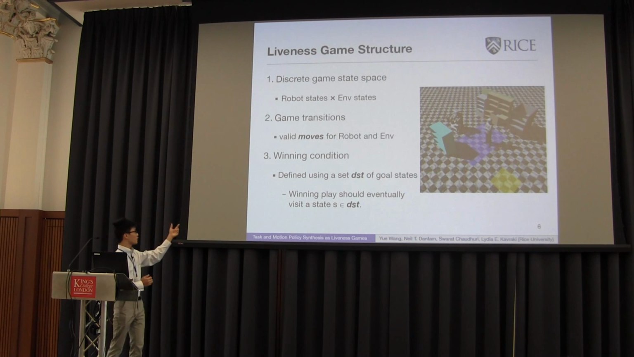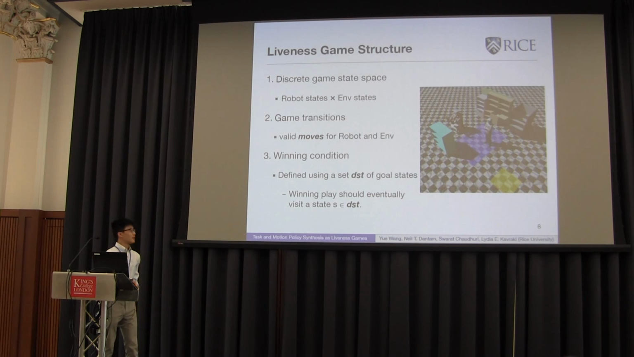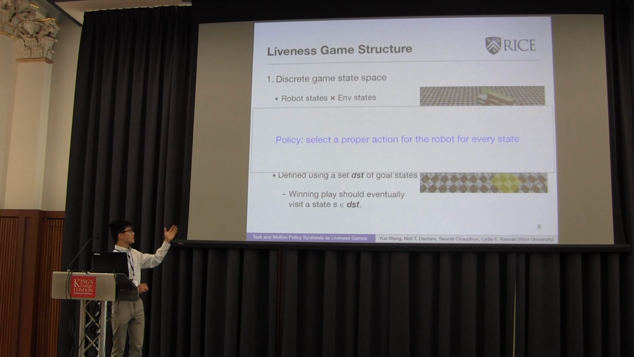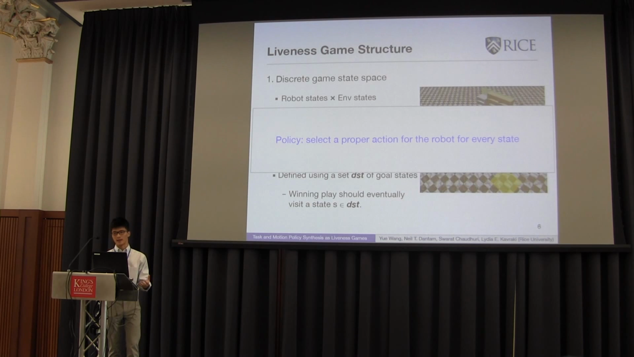Finally, we have a winning condition. For a reachability game, the winning condition is defined using a set of goal states, and the winning play should eventually visit one of these states. So the solution to this game is a policy that selects a proper action for every state for the robot.